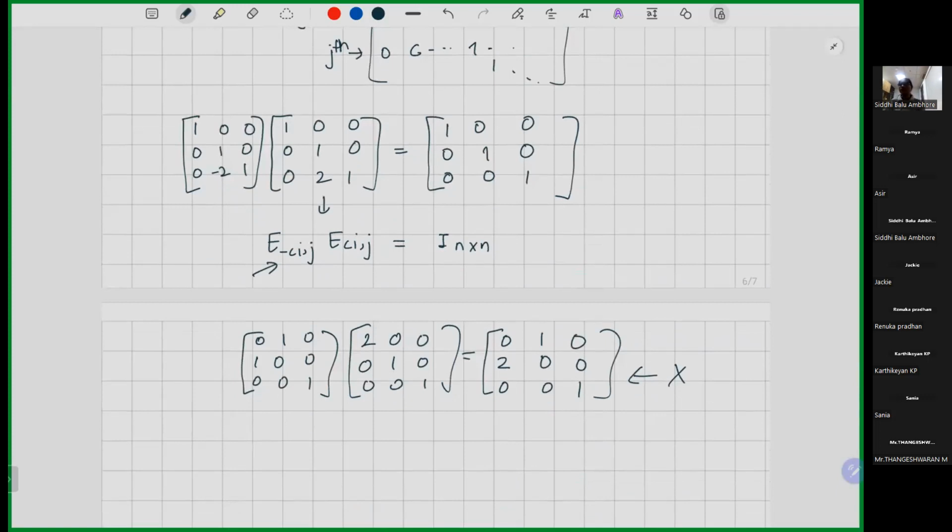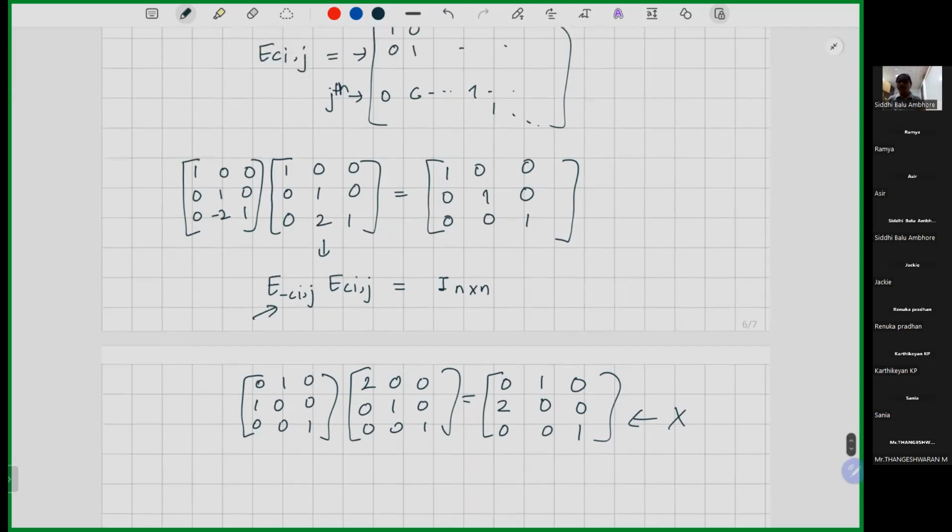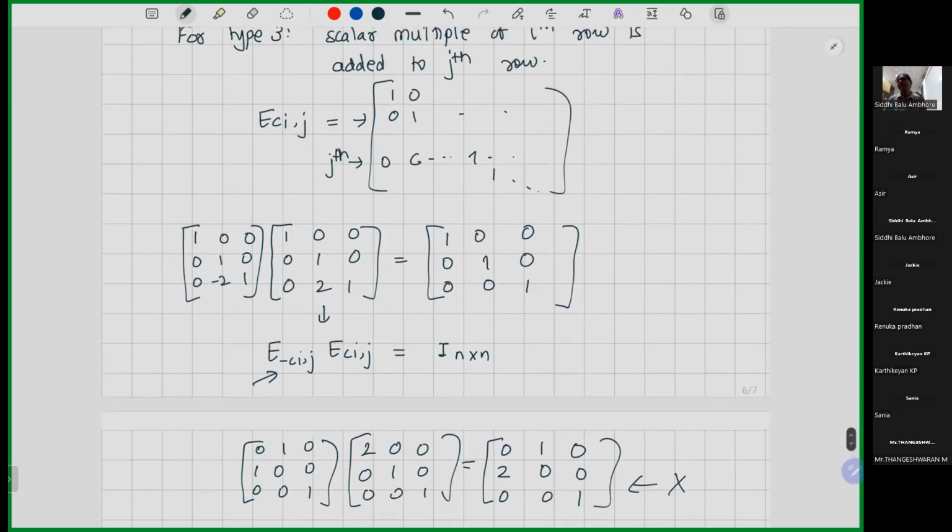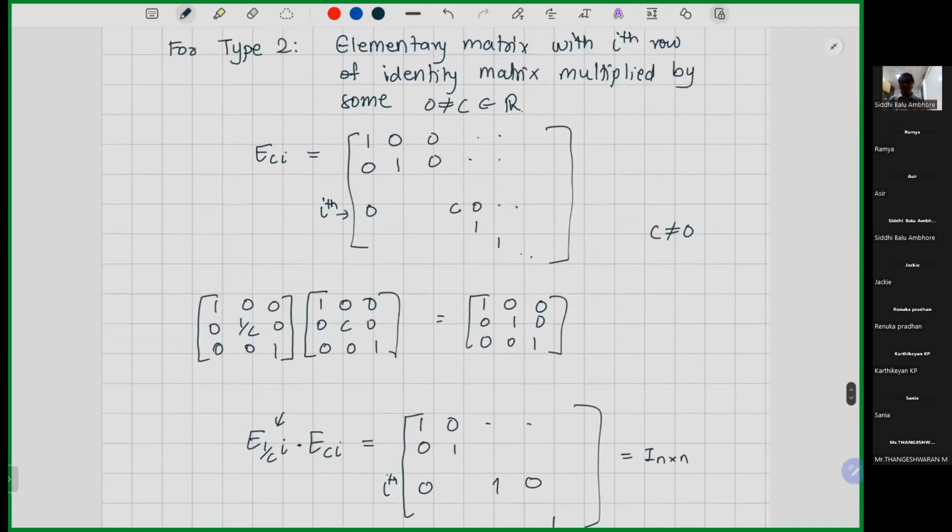That is the answer to the question Ramya asked. So the inverse of an elementary matrix will always be an elementary matrix, and this is exactly what we did in this example. And Sanya asks whether both elementary matrices are obtained by applying the same operations or different operations. In general, different elementary matrices can be obtained by applying different operations, but in this case, these are the same.